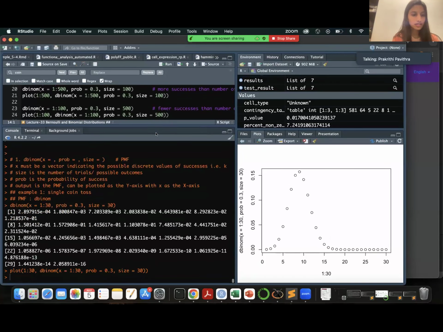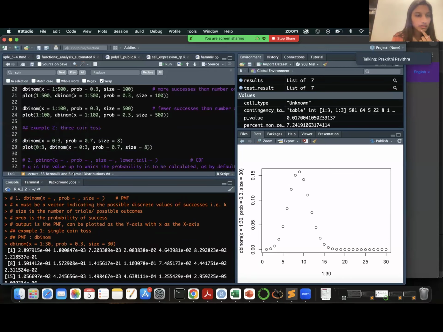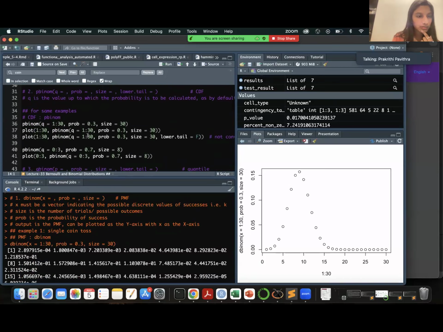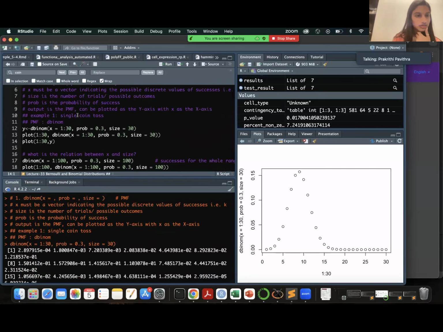And yeah, you could also calculate the mean like this. Mean of dbinom should give you 0.3. Okay, that's weird. Okay, let me just get back to this. Maybe I'm just doing something wrong. Okay, just to plot the distribution, this is what you use.